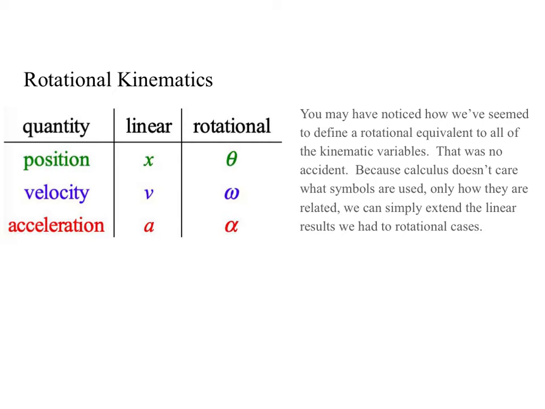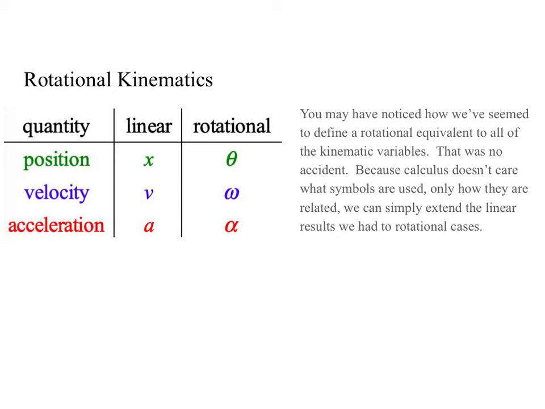So notice the parallels we have here. For position, we have x in the linear case, and we called it theta in the rotational case. For velocity, we had v, but now we're calling it omega. And for acceleration, we had a, now we're calling it alpha. You can kind of think of Roman letters as straight and Greek letters as rotations. It's mostly true, but breaks down a little later.